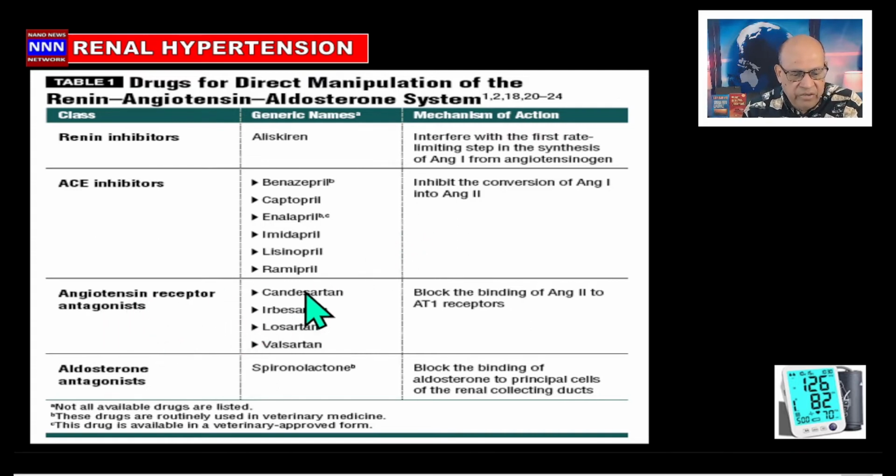Angiotensin receptor antagonists, we have like candesartan, irbesartan, losartan, and valsartan. These block the binding of angiotensin 2 to the vascular smooth muscle receptors, thus reducing vasoconstriction and improving the systolic and diastolic blood pressure. Aldosterone antagonists, of course, block the action of aldosterone and thus reduce the effects of aldosterone in terms of retaining salt, water, and potassium. So those are some of the effects of these 3 classes of drugs that are available.